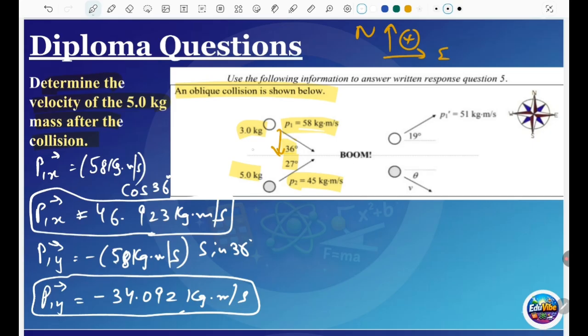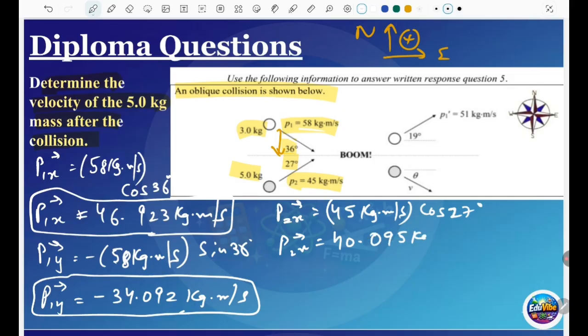Now for the down one, which is the 27-degree angle, this is for p2x and p2y. For p2x, firstly we have 45 kg dot meter per second and we have to find the x component, so we take cos 27 degrees, and p2x is equal to, if we find, 40.095 kg dot meter per second.